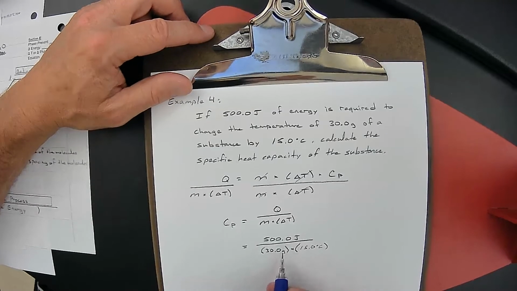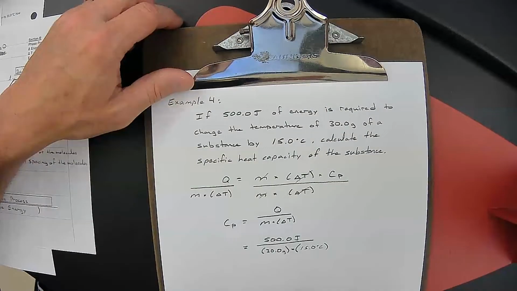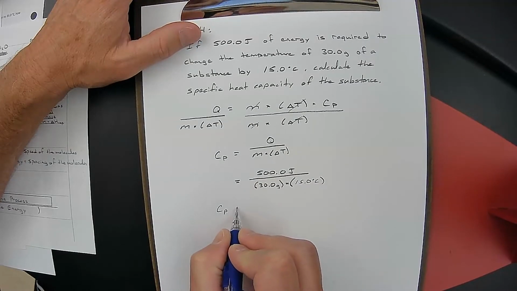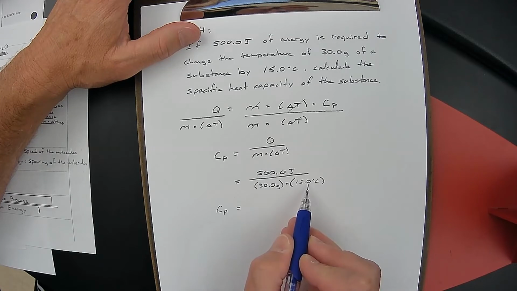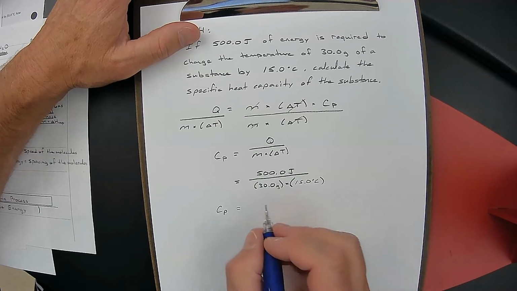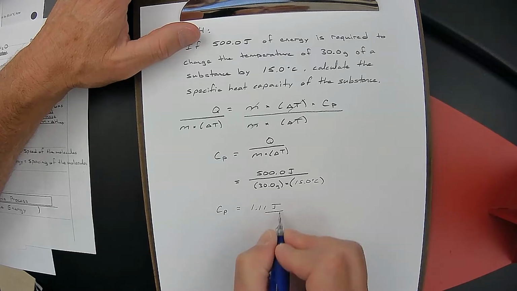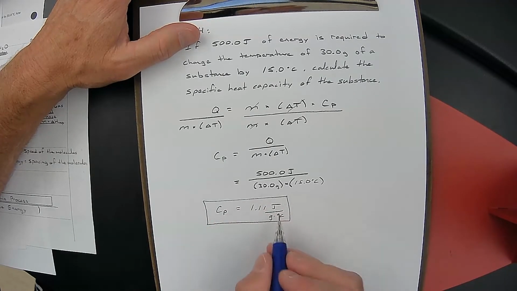Now if you want, you can multiply these together to get the number on the bottom, and then take 500 and divide it by the total. Or like I do, it's 500 divided by 30, then you hit equals, and then divided by 15. That comes out to 1.11 joules per gram degrees Celsius as the final answer.